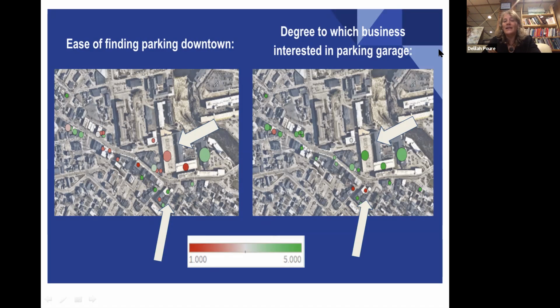Now, if you go to the right side of the screen, it shows the degree to which the businesses are interested in a parking garage. Well, what do you know? That mill building that finds it very difficult to find parking had a high rating of interest in a parking garage being built versus the man who has 7 spots outside his business. Right. We don't need a parking garage downtown. Of course we don't, because you have 7 parking spots outside your front door. And that is just a way to, again, show things visually that change how people look at things. They can help you tell a story about data.